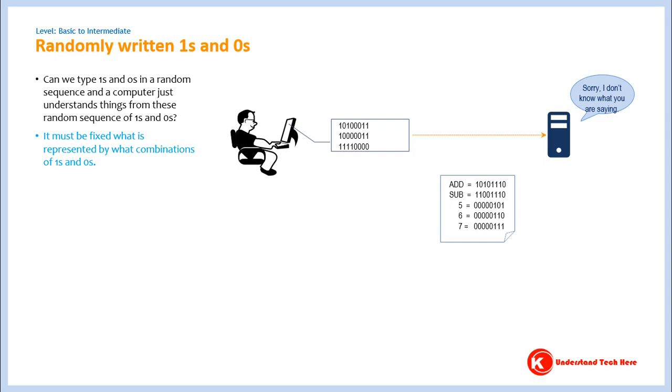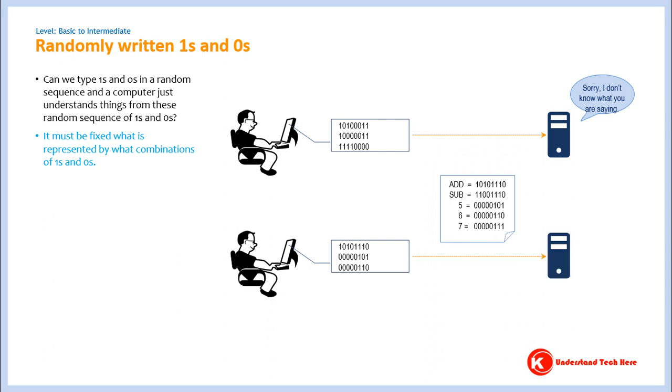Now, a person wants to add 5 and 6. Looking at the table, the person should type the following combinations of ones and zeros. Now, the ones and zeros typed by the person reach the computer. From these ones and zeros, the computer knows that it has been instructed to add 5 and 6.